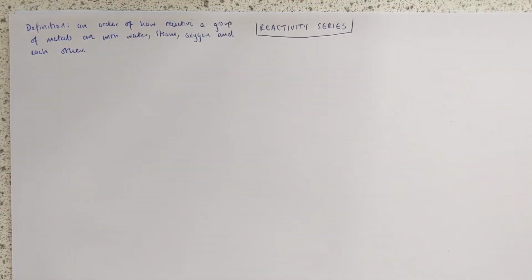In this video, I'm going to look at what you need to know for the Reactivity Series topic. And the starting point is, what is meant by the Reactivity Series? You've got a definition to learn for that. And that definition is an order of how reactive a group of metals are with water, steam, oxygen, and each other. In other words, it's kind of like a ranking of a lot of different metals from the most reactive down to the least reactive.